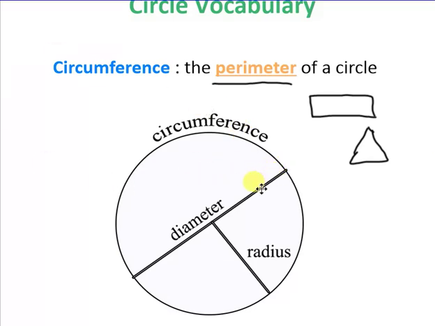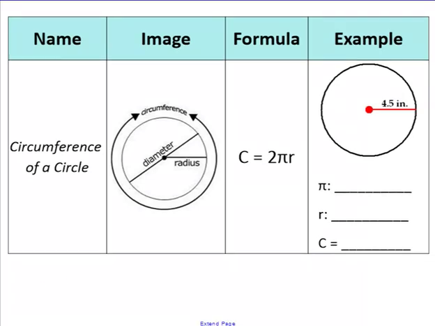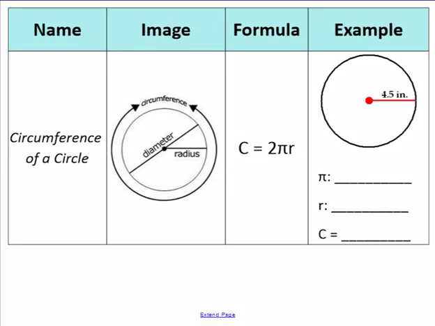Now, we still have here the diameter, which goes straight across, and then the radius, which is half of the diameter. All right, so we're going to go ahead and write this down on our formula sheet. We do have a new formula for circumference, so go ahead and pause the video if you need to, but I'm going to go ahead and keep going. So our formula for circumference is C equals 2 pi r. Now make sure you're not doing r squared. That's area. This is just 2 times pi times r.